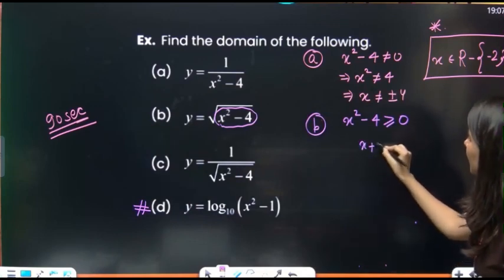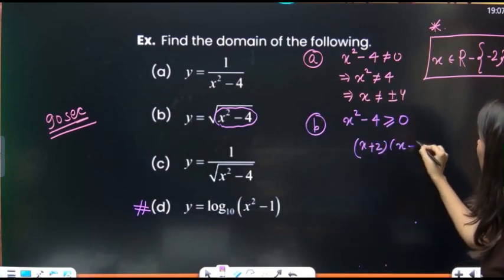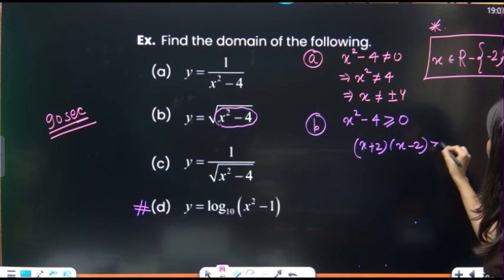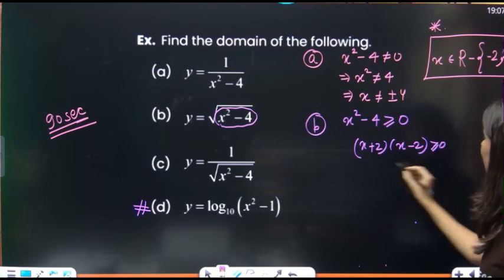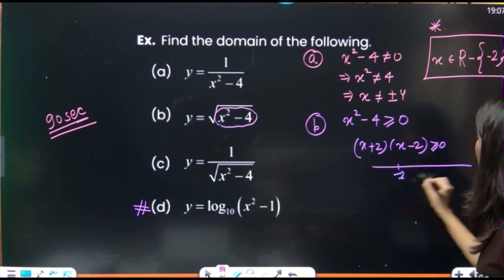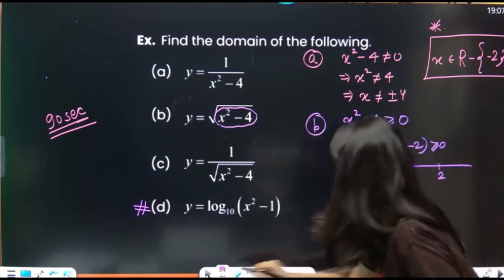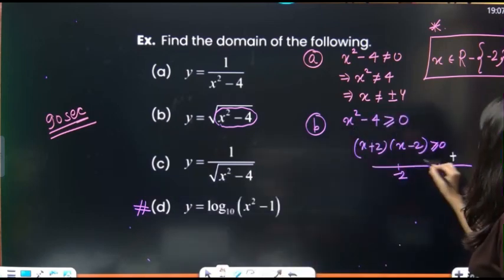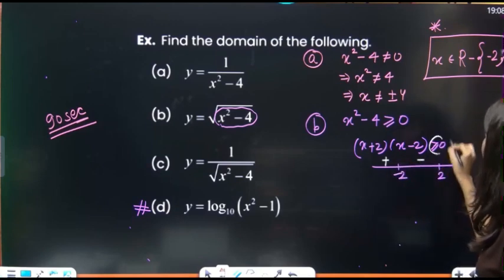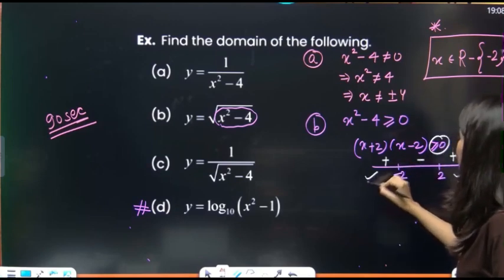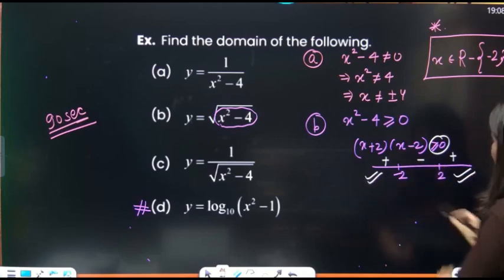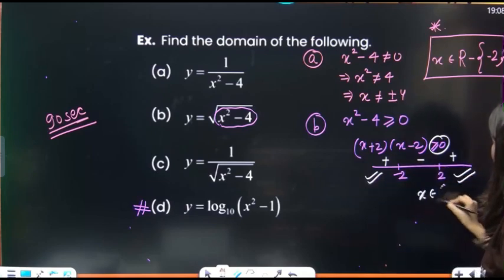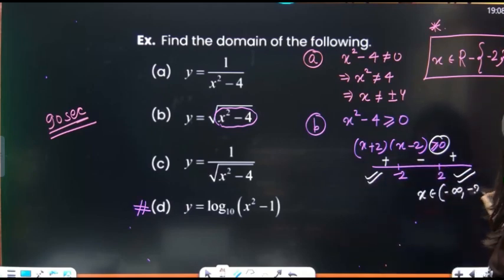Then this is x plus 2, x minus 2 greater than or equals to 0. Correct? Now if you put minus 2 and plus 2, obviously the signs are plus, minus, plus, and you are looking for greater than or equals to 0. So first this region and this region, the domain will be x belongs to minus infinity to minus 2 closed, union 2 to infinity.